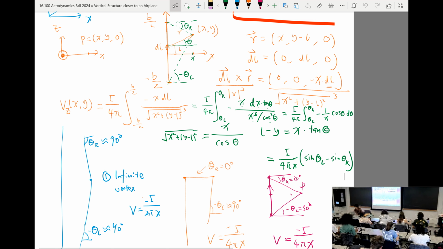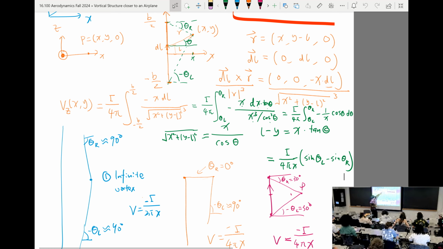Alright, okay, so let's further write it down. Now what is the integration of cosine theta? Let's actually write it down. Gamma over 4 pi, and x can also be pulled out, right? And there is the integration of cosine theta, it's sine theta, right? And there is a negative sign, which means we can just reverse the left and right. So it'll be sine theta L minus sine theta R. Okay, so that's basically the formula for generally what is the induced velocity of a vortex of finite length.